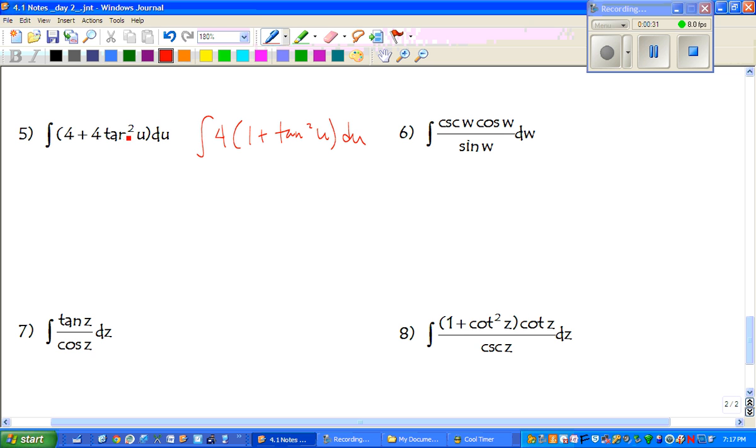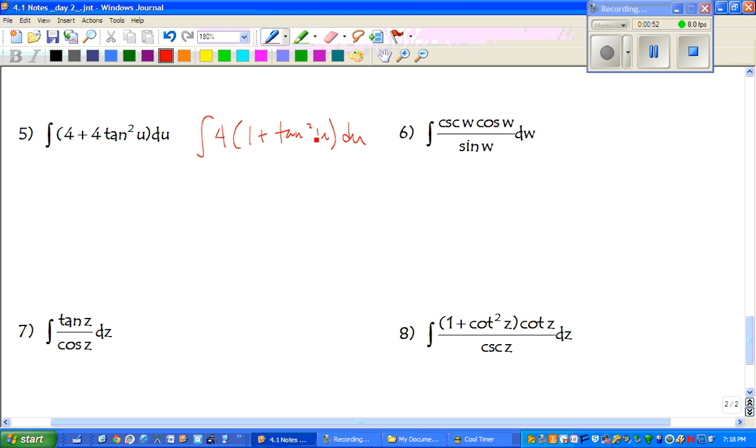And tangent squared is not one of those ones. If it was, it would be easy. We can just do the antiderivative of 4 and then keep the 4 in front of this and take the antiderivative of tangent squared. But that doesn't work. So what we're going to have to call on for this one is an old trig identity, one of the Pythagorean identities.